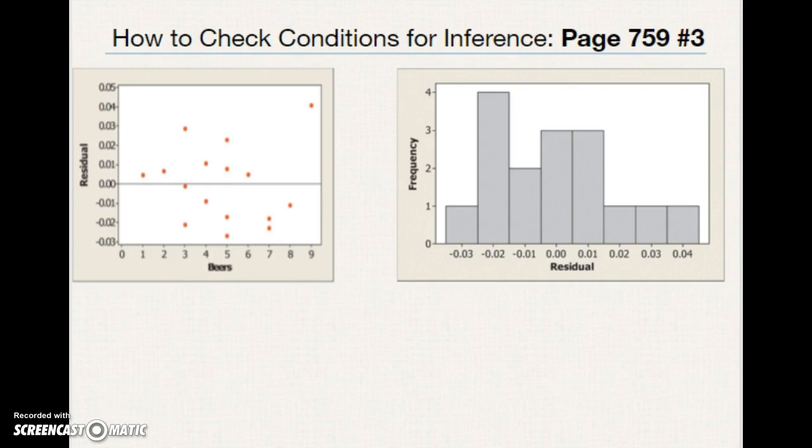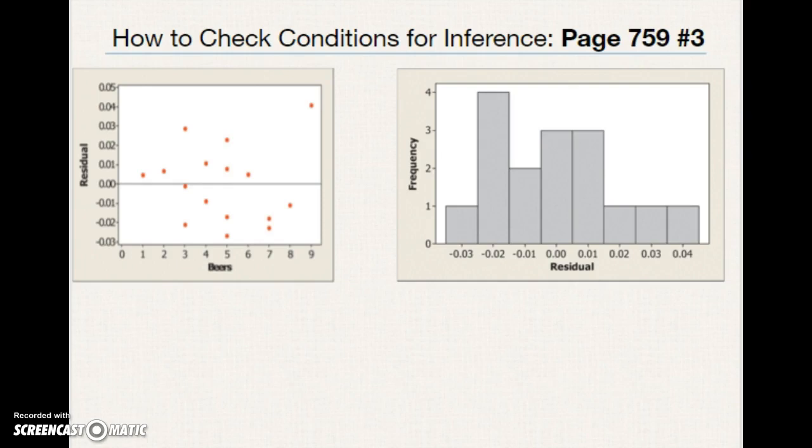The normal condition, again, that's why they made the histogram. It's not strongly skewed, it's slightly skewed, but not strongly skewed, and there are no outliers, so we met our normal condition. Equal standard deviations, again, you look at the residual plot and you say, okay, most of the points, as I keep going, are about the same distance away. Maybe this one's farther away than this one, but in general, they are just scattered about. There's not a pattern or anything strange. All the values seem roughly equal.